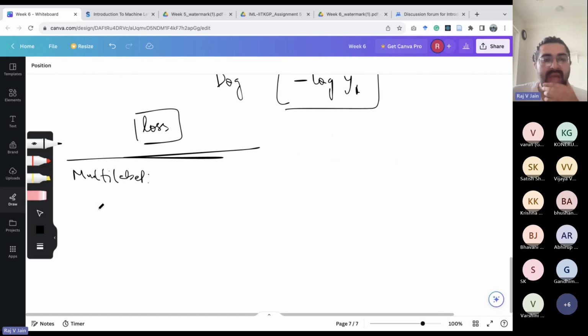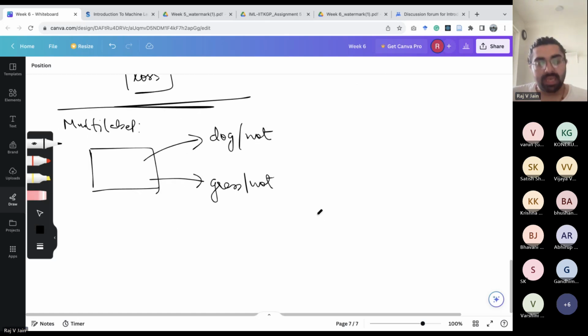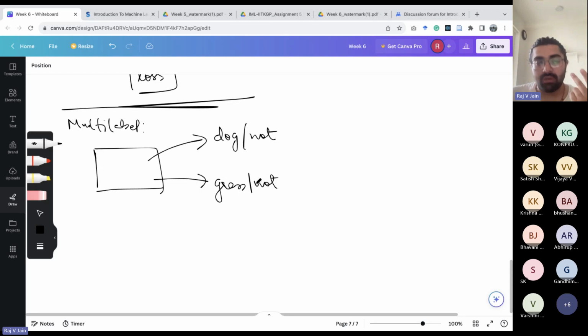Let's say you have an image and you need to classify it in two ways. Does it contain a dog or not, versus does it contain grass or not. In this case, how many output values do you need from the neural network? Two, right? So two numbers will be used.